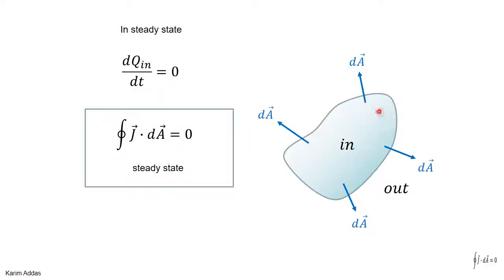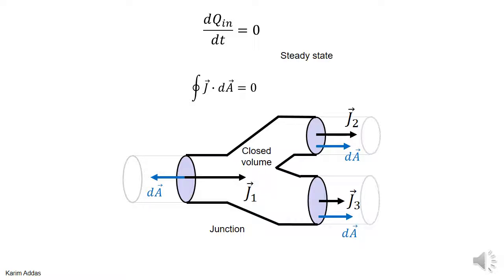inside the volume doesn't change with time. That's what steady state means. That means that the total current through the surface should be zero. The current going out should be zero. Let's apply this for a junction.